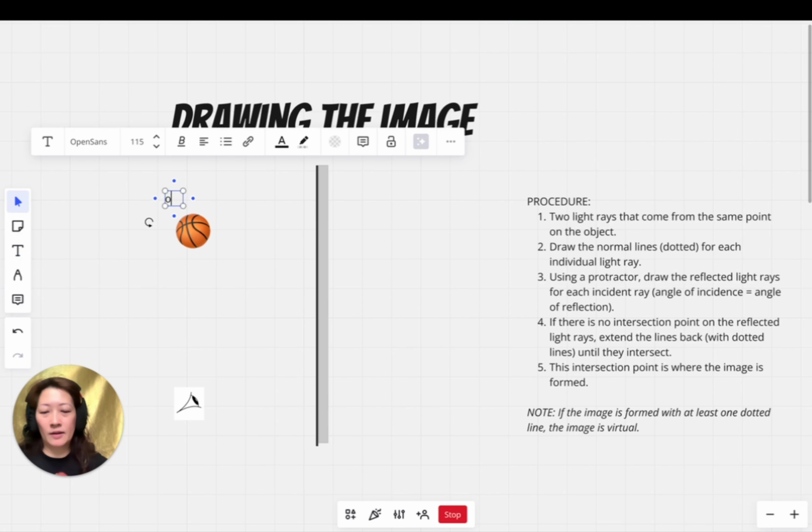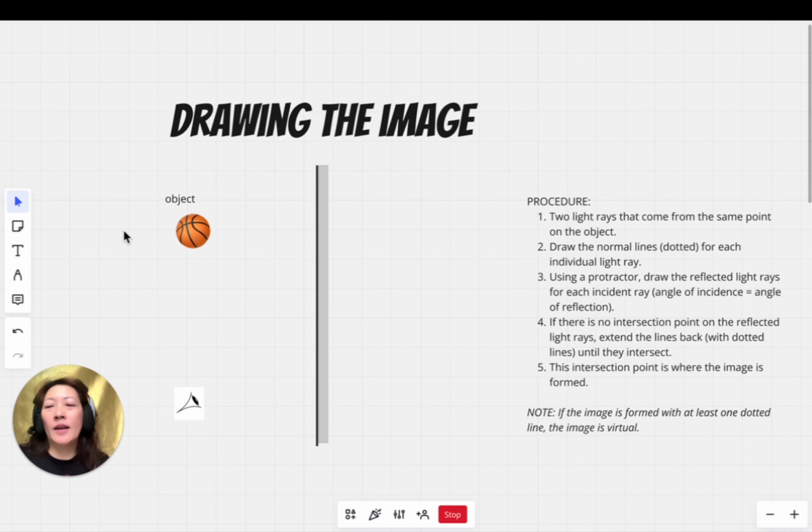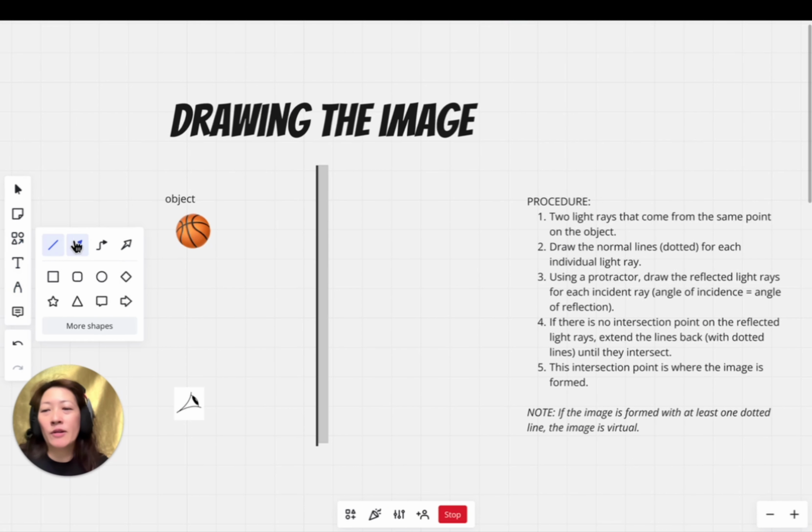This is the object. Now, in order to obtain the image, we need to draw the light rays, and the light rays need to obey the law of reflection. So now, let's learn to draw the image. Now, I've got the procedure written here, and hopefully this procedure will help you in completing the ray diagram for light reflection. So the first thing we're going to do is draw the light rays.